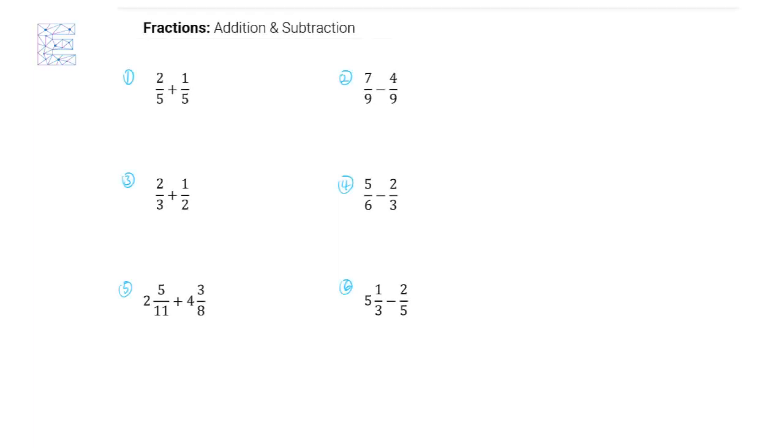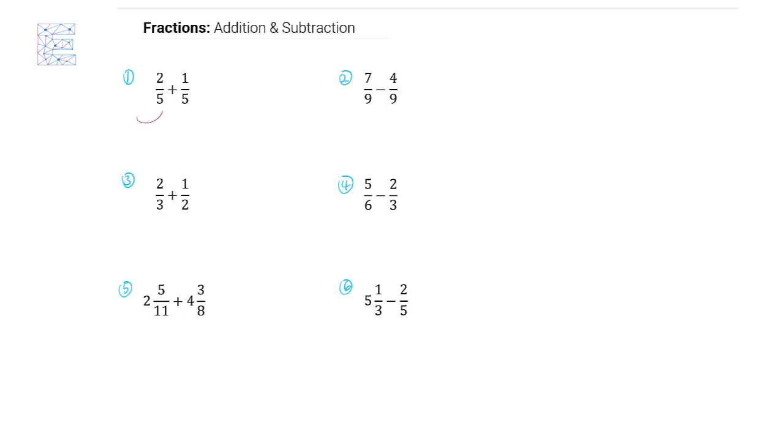Now that we know what fractions are, let's go ahead and figure out how we can add and subtract fractions. The one thing that we must keep in mind is fractions can only be added or subtracted if and only if they have the same denominator. So let's look at question 1.